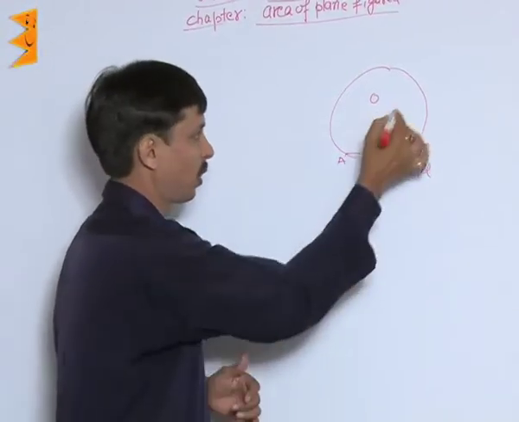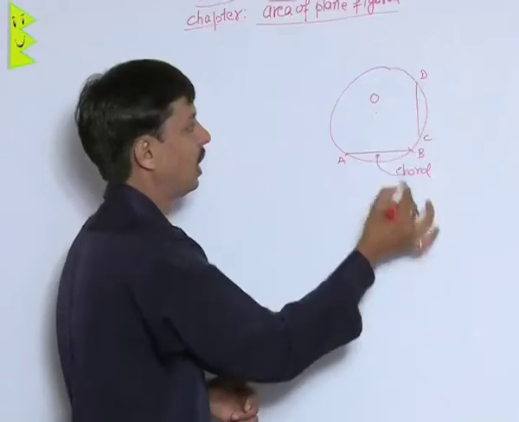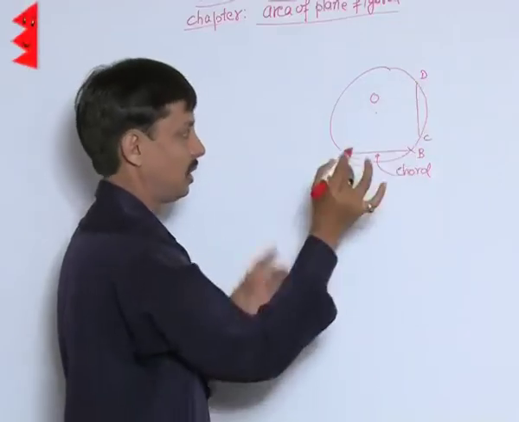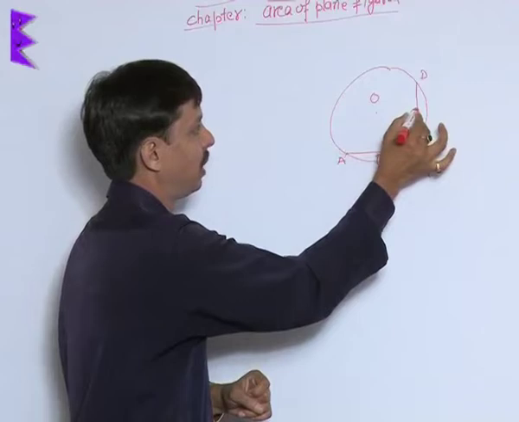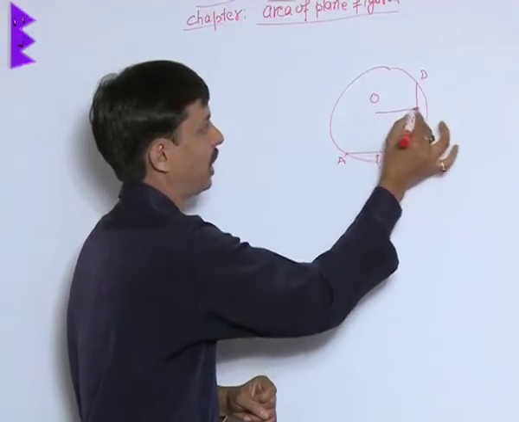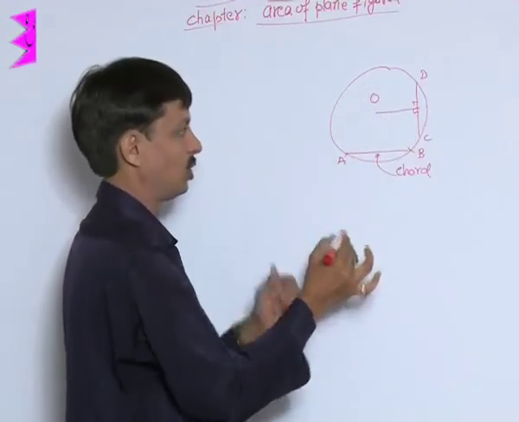About the property of a chord, I want to tell you, if this is another chord, suppose CD, and this is the center, then there are two results. Result A: when the midpoint of a chord is joined to the center, it will be a perpendicular altitude.